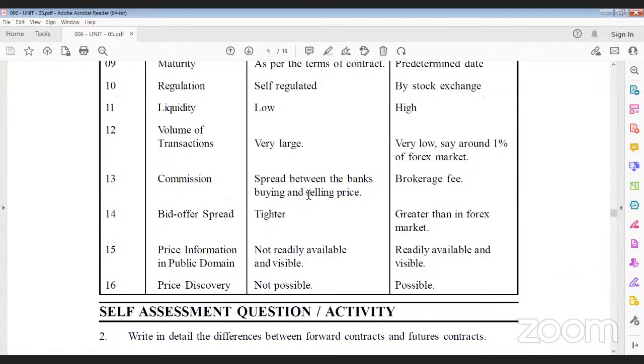Commission, here the commission is called the spread. We learned in the previous IFM classes about the spread between the banks' buying and selling. There's a brokerage fee here. The bid offer spread is tighter here, whereas in the forex market it is greater. Price information in the public domain, yes, it is not available and not visible for forwards.